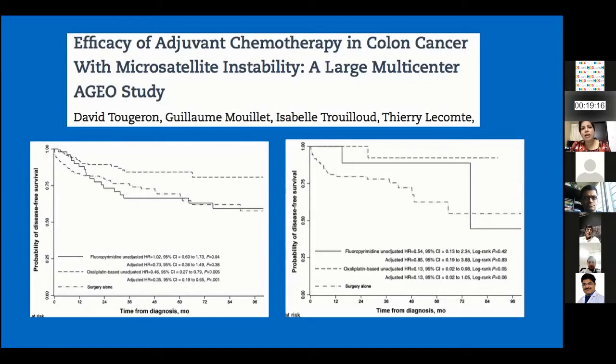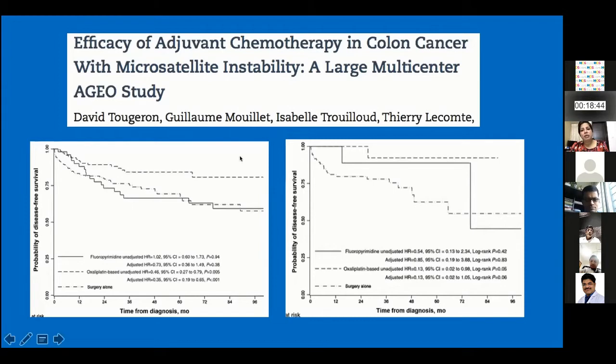the MSI high or dMMR state patients. Not only did the MOSAIC trial show a 7% increase in DFS in stage 2 high risk patients with the addition of oxaliplatin, but there was also a French study, which was a retrospective analysis of about 450 patients who were MSI high and received adjuvant chemotherapy in colon cancer.